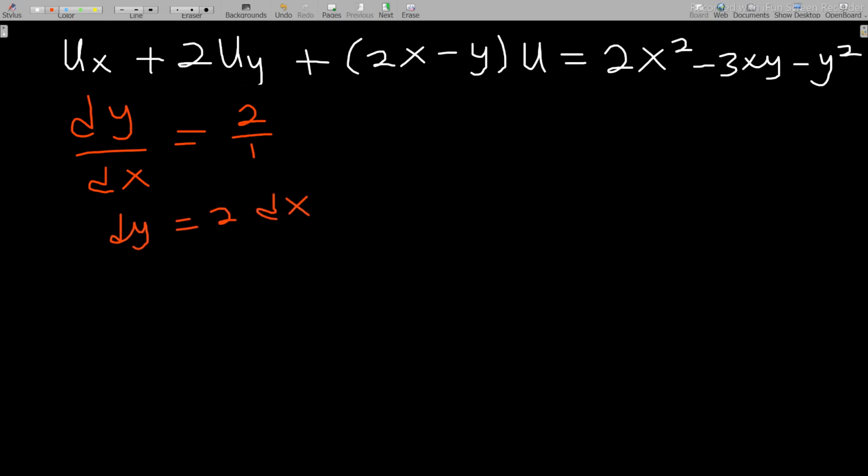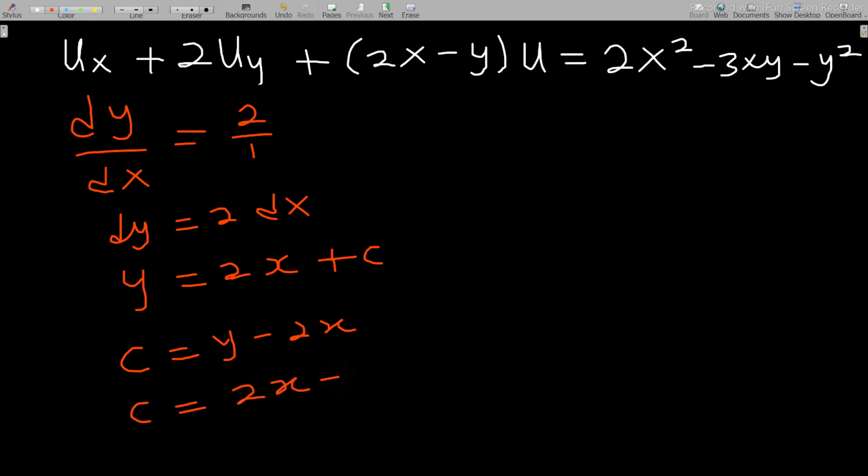Okay, now once I have this, I have y equals 2x plus c. I have c is equal to y minus 2x, and then I can divide through by -1. I'll get c is equal to 2x minus y.